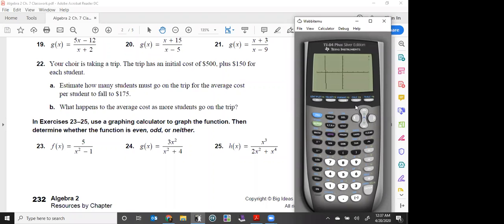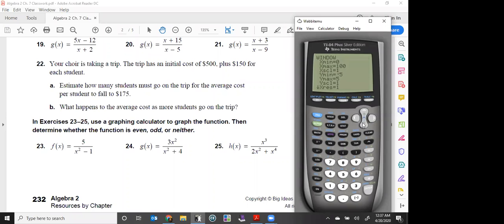I'll hit graph and see just a little glimpse of something, and that's okay. Knowing that my answer is going to be greater than 5, I'm going to need to zoom out. So I'm going to change my window. I don't care about negative values because I know I'm not going to have negative students. So 0 is really the smallest number I can possibly get. Biggest number, I'll say, well, maybe 100.